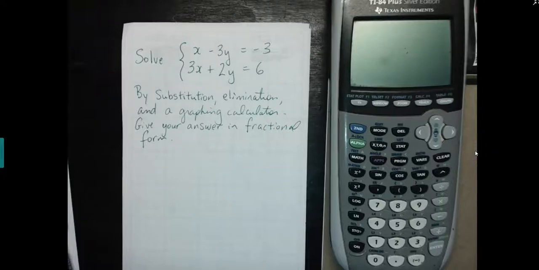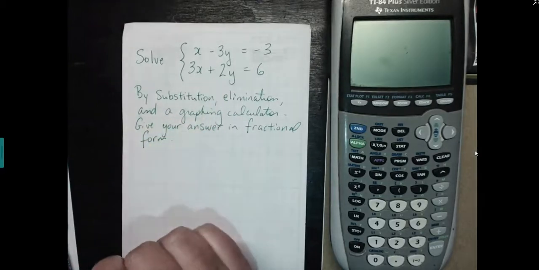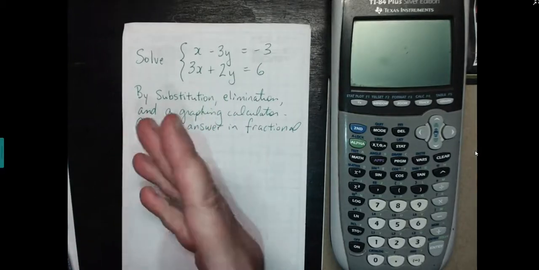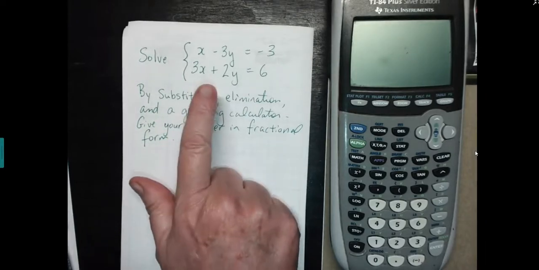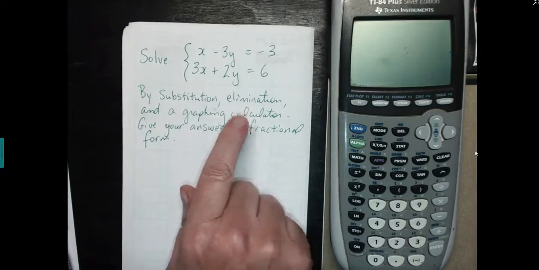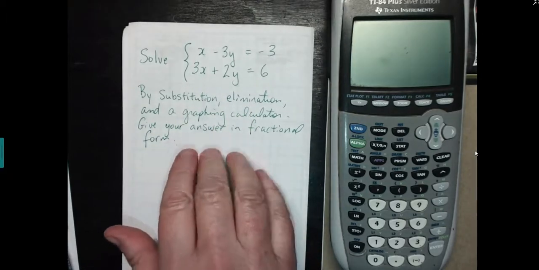Okay, in this video, we're going to solve this linear system, so this pair of linear equations, equation of two lines. We're going to solve this using the substitution method, then we'll solve the same system using the elimination method, and then I'll show you how to use a graphing calculator to get the answer.